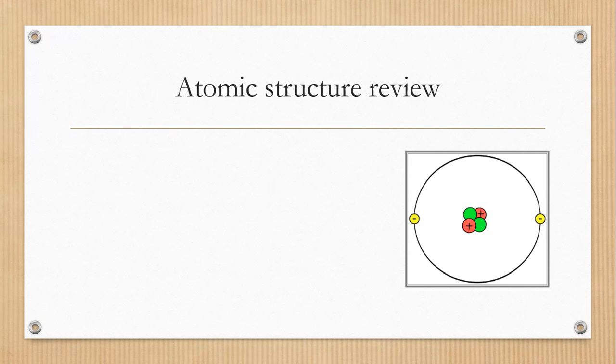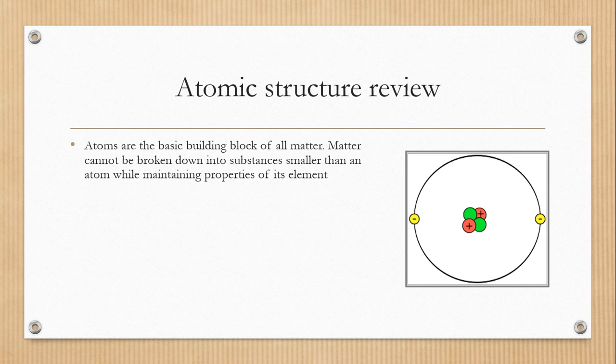So let's just do some atomic structure review. First things first, an atom is a basic building block of all matter. Matter cannot be broken down into substances smaller than an atom while maintaining properties of its element. So for all of you out there that are like, hey, there's protons, electrons, neutrons, even quarks. Yes, these are bits of matter that are smaller than atoms, but those pieces of matter do not maintain any properties of the element, which is what we're really interested in.